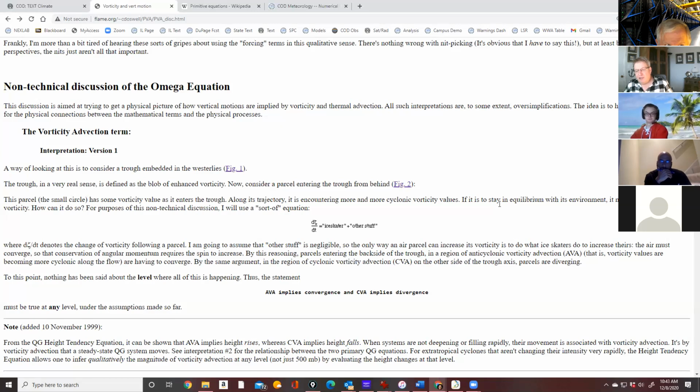The only way an air parcel can increase its vorticity is to do what other skaters do to increase theirs. The air must converge, so that the conservation of angular momentum requires the spin to increase. By this reasoning, parcels entering the backside of the trough in a region of anticyclonic vorticity advection are having to converge. By the same argument, in the region of cyclonic vorticity advection on the other side of the trough, parcels are diverging. This has nothing to say about the level where all this is happening.